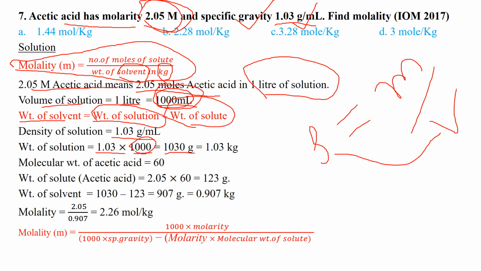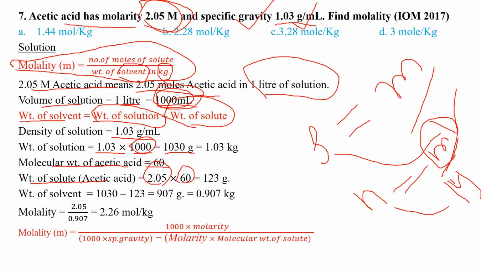Then weight of the solute is calculated by using the molecular weight of acetic acid, that is 60 gram. Weight of solute is equal to number of moles times the molecular weight. The number of moles is calculated by using the formula mass in gram divided by molecular weight, right? Then mass in gram or the weight is equal to number of moles times molecular weight. So 2.05 moles of acetic acid times 60, the molecular weight of acetic acid, then 123 gram is obtained.